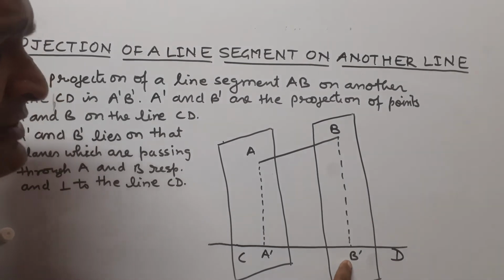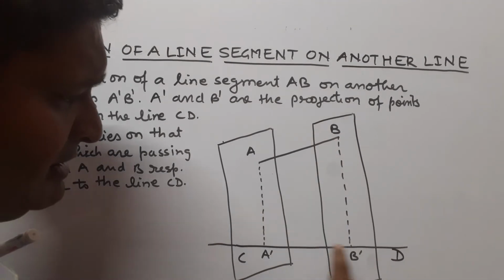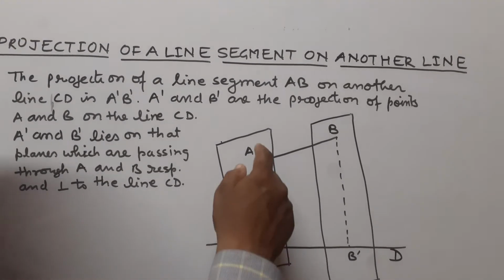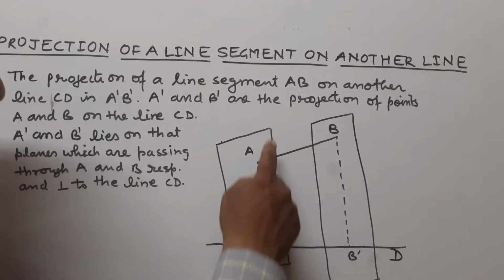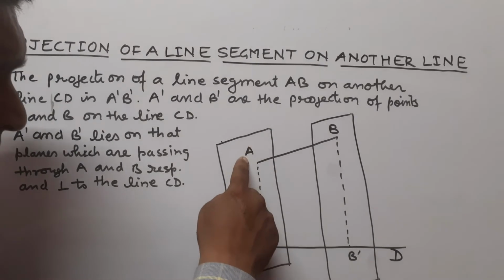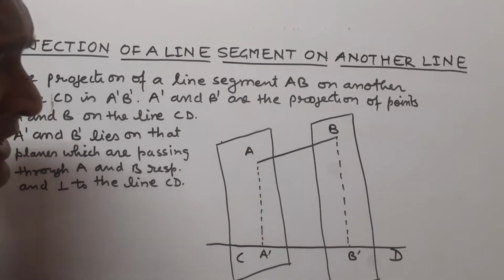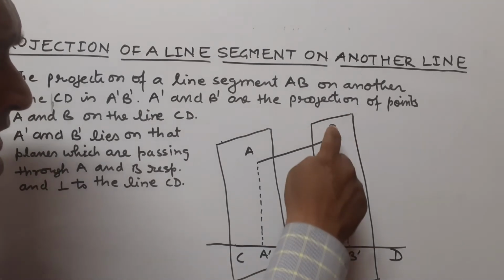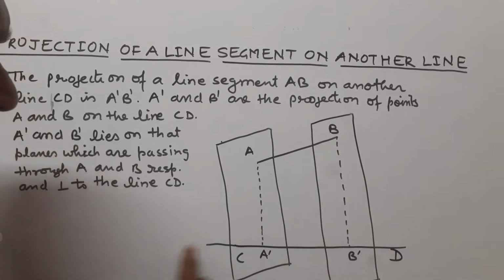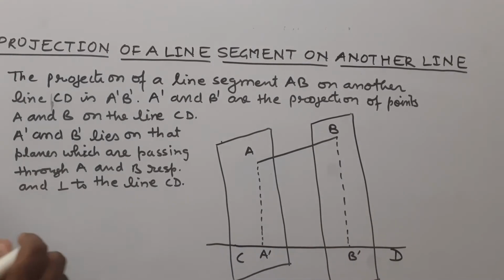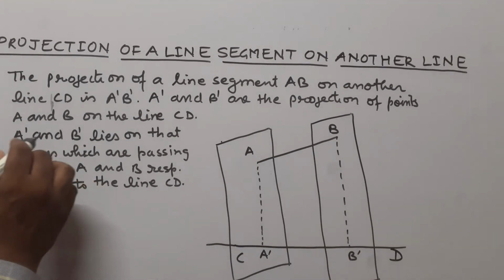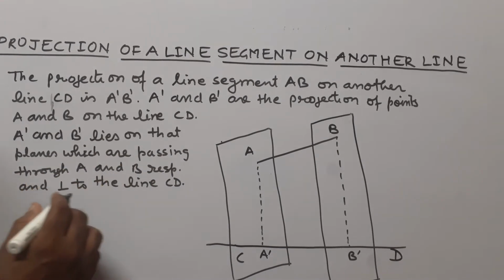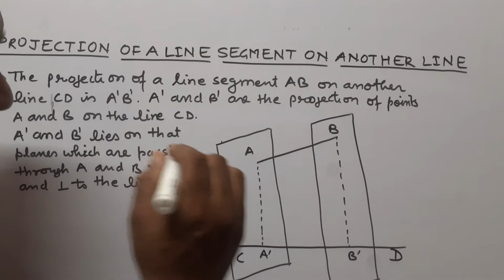This point B dash is the projection of point B on this line CD. Here this point A dash lies on that plane which is passing through point A and perpendicular to CD. This point B dash lies on that plane which is passing through the point B and perpendicular to the line CD. Now A dash B dash lies on those planes which are passing through A and B respectively and perpendicular to the line CD.